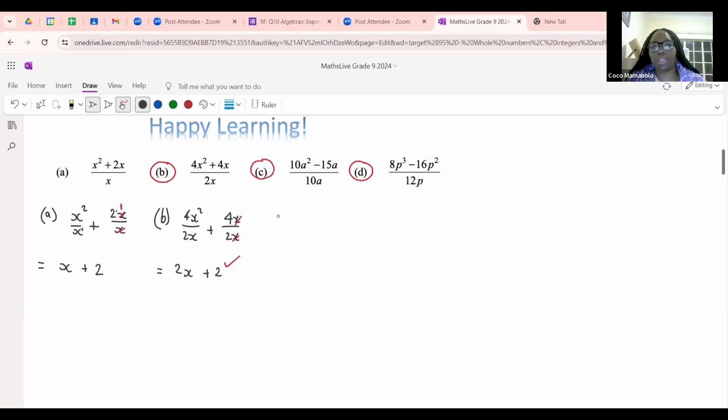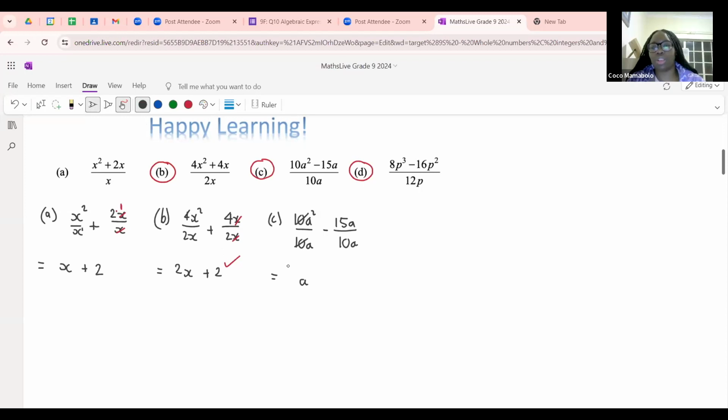Okay, let's look at C. I'm going to get 10a squared over 10a minus 15a over 10a. Right, I know 10 divided by 10 will give us 1, and a squared divided by a will just give us a. But I don't actually have to write the 1, right? 1a is just the same as a. So I'm going to take that off.